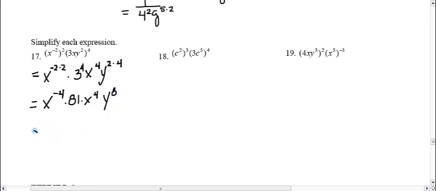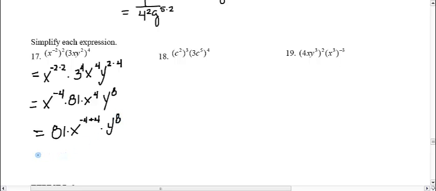So now let's go to the next step, which is multiplying like bases. So we've got bases of x here that need to be put together under one unit. Our constants need to be in the front, so we're going to move this 81 out front, and then we're going to take and combine these under one base. So times x to the negative 4 plus 4. Okay, and then finally that y is going to drop down. Nothing's going on with that y, so it'll be times y to the 8th.